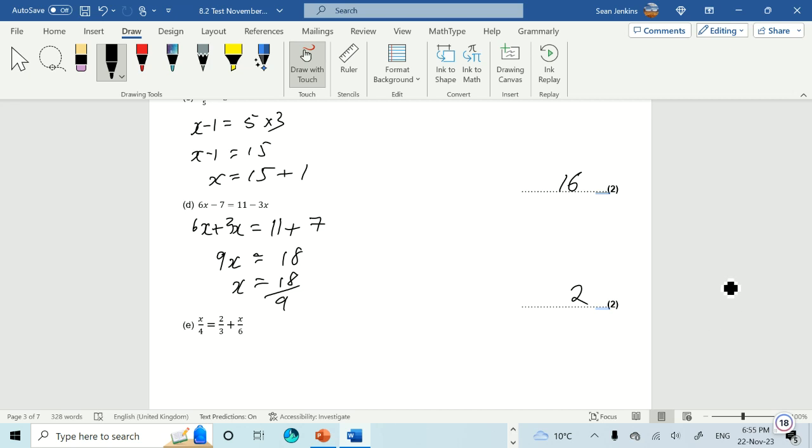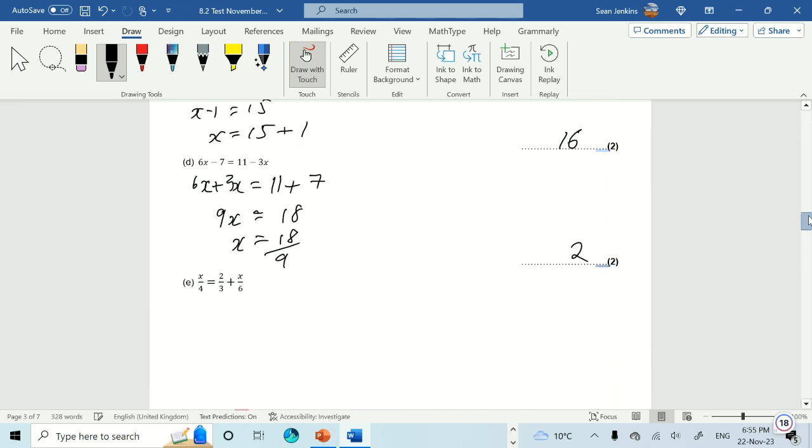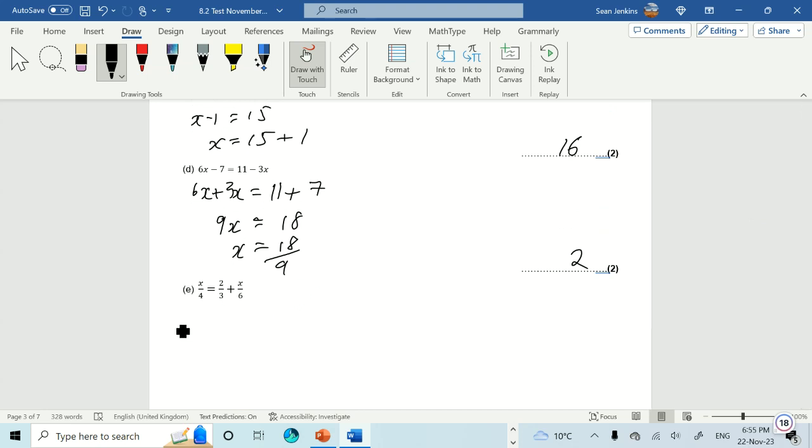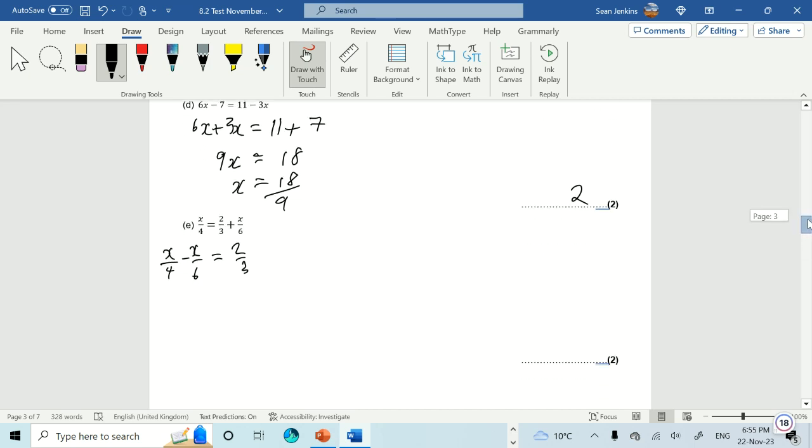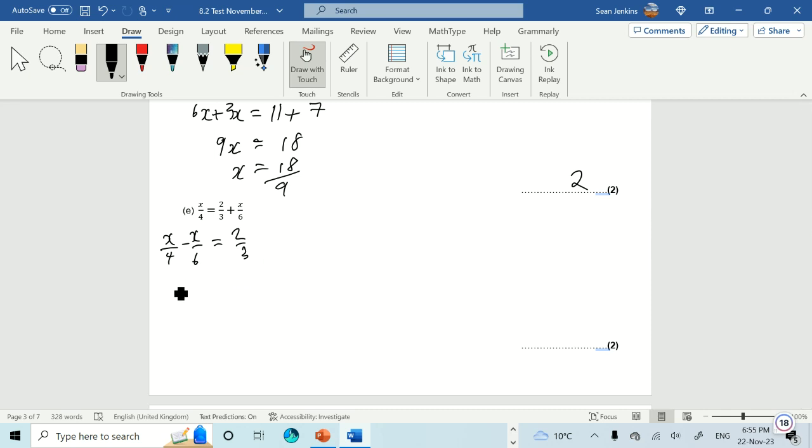And part E, we've got to get all our fractions. We've got x over 4 on the left hand side. I'll take the x over 6 from right hand side to left hand side, making it minus x over 6 is equal to 2/3. Treat it as a fractional problem, like you are going to subtract 1/4 minus a 1/6.